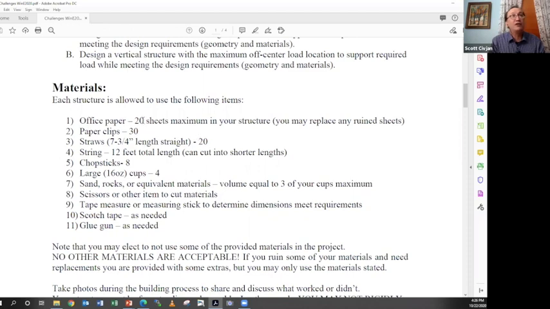So: 20 sheets of office paper, paper clips, some straws. If you don't have straws, you can use something that approximates a straw. Some string, 12 feet would be ideal. Chopsticks. If you don't have chopsticks, you can use pencils, or whatever. Large 16-ounce cups. If you have different sizes, you can use those. And if you want to use sand or rocks or anything that just fills, it could be a weight that fills the cups, or you could use it to fill something else, any way you want to use this material, but the volume of it should be about 3 of these cups full.